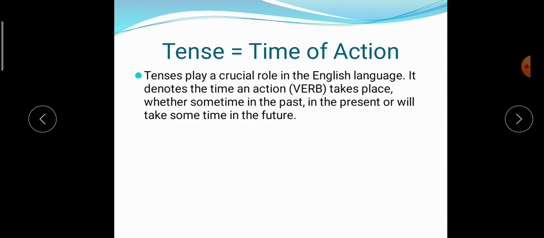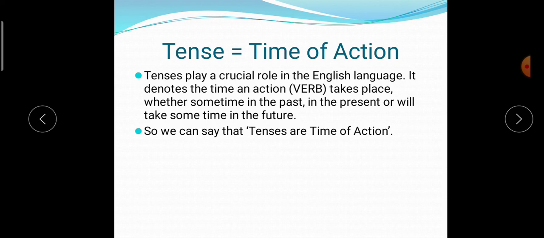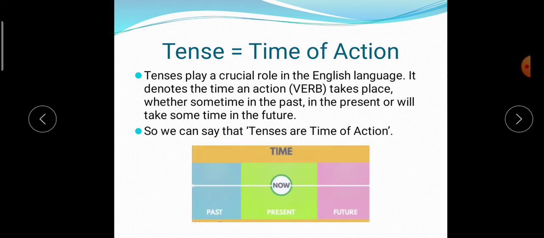So tenses play a crucial role in English language. It denotes the time at which the action, that is verb, takes place, whether sometime in the past, like your exam I told you was cancelled, or in the present, right now you are listening to me, or will take place some time in the future. Your summer vacation, yes, it's in the future. So we can say that tenses are time of action. We can understand it through this. Whenever we say time, there will be a present moment like right now, a past that is already done, and a future that is yet to come.